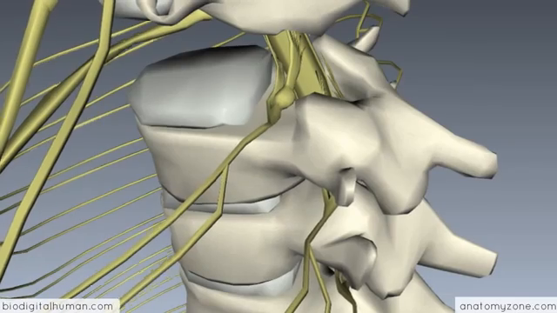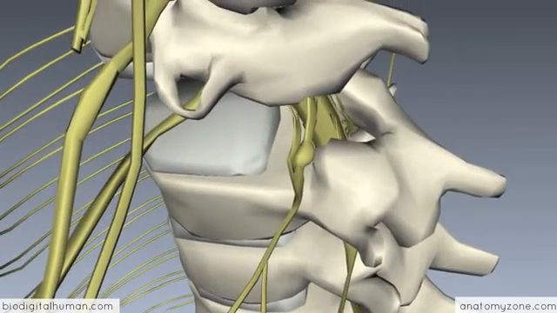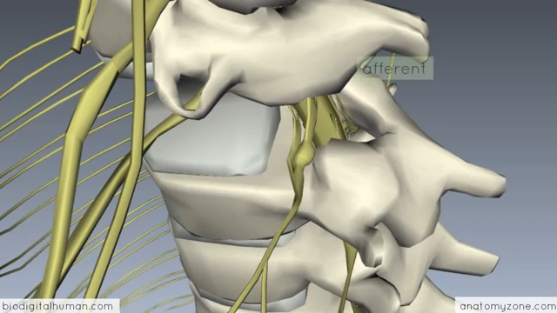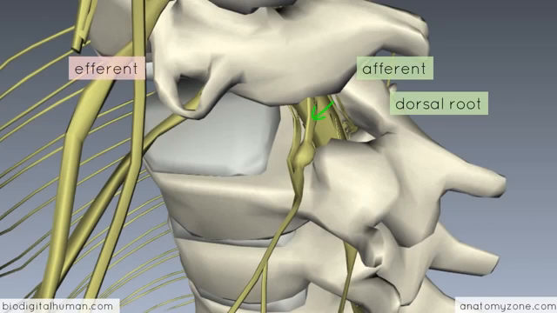If I rotate the model round slightly more, you'll notice there's a swelling of the dorsal root. This is known as the dorsal root ganglion, and it contains the cell bodies of the primary afferent neurons which enter into the dorsal horn of the spinal cord. The cell bodies of the ventral root are actually contained within the grey matter of the spinal cord. I'll talk about this in more detail in the next part of the tutorial, but essentially you've got primary afferent neurons entering via the dorsal root, and efferent neurons leaving via the ventral root.